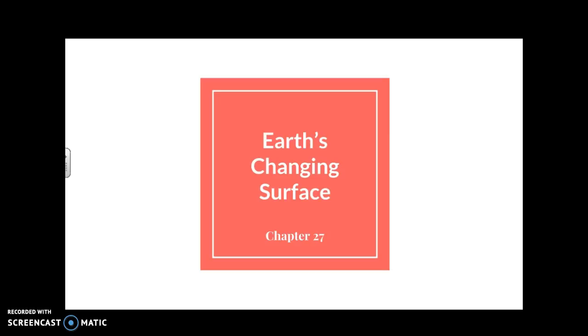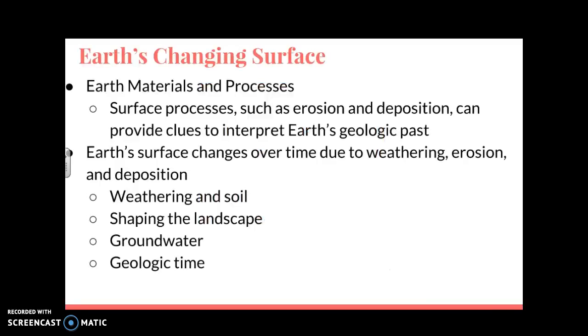Our new chapter, chapter 27, is all about Earth's changing surface. Earth's changing surface goes through different materials and processes due to erosion and deposition, and these processes can provide clues to interpret Earth's geological past.